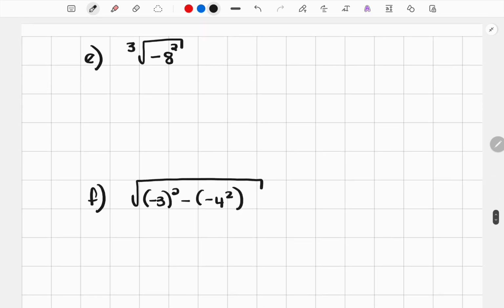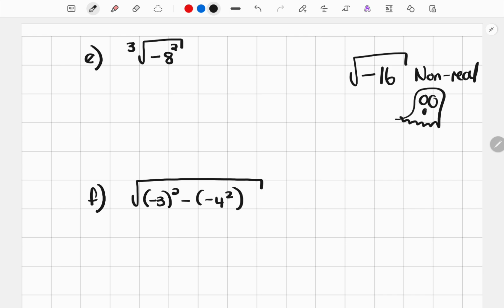All right, so please remember, you cannot have a negative underneath a square root. That is a non-real number. It doesn't exist. I always say it's the ghosty numbers. Ooh, they do not exist. Okay, so negative under a square root does not exist. It's a non-real number. But you can have a negative under a cube root. Why is it this? I just want to quickly show you.